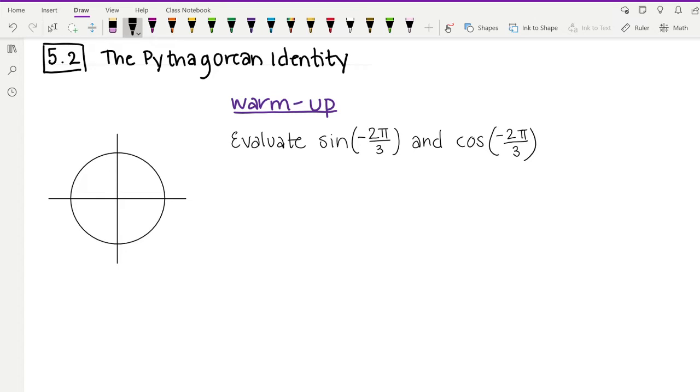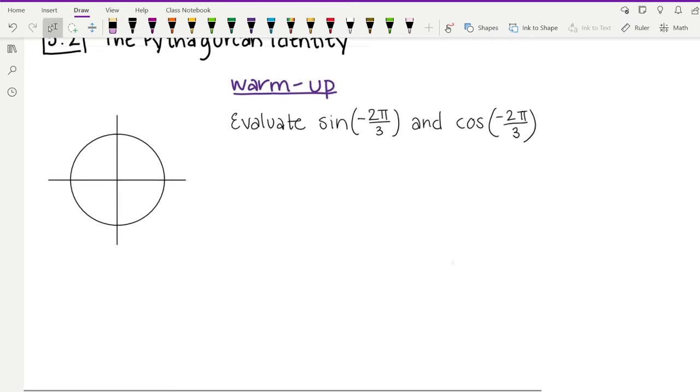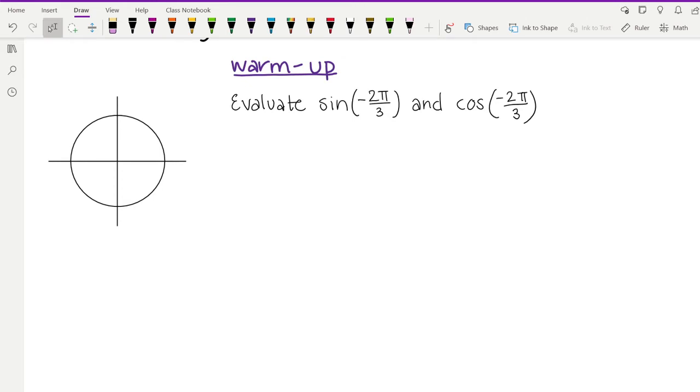First, I just want to do a warm-up problem. So once again, just practicing with evaluating sine and cosine. But the reason I'm doing this warm-up is so that we can then later use this example. So we'll be using this later on in the video. So as a warm-up, pause the video and evaluate sine and cosine of negative 2 pi over 3.